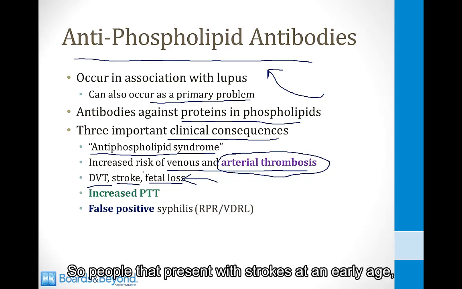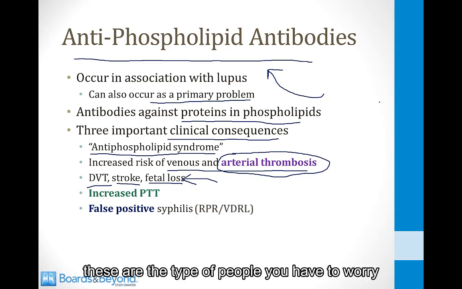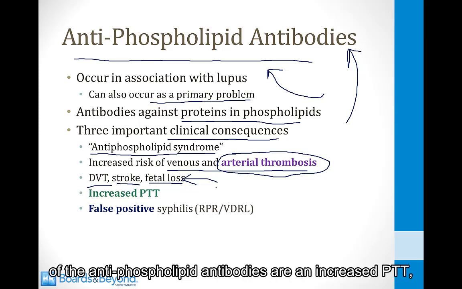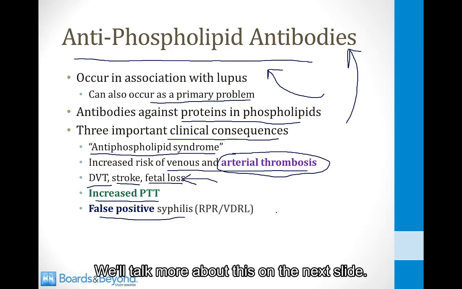So people that present with strokes at an early age or thrombosis of their fingers or toes, these are the type of people you have to worry about for the antiphospholipid syndrome. The other two clinical consequences of the antiphospholipid antibodies are an increased PTT and a false positive syphilis test. We'll talk more about this on the next slide.